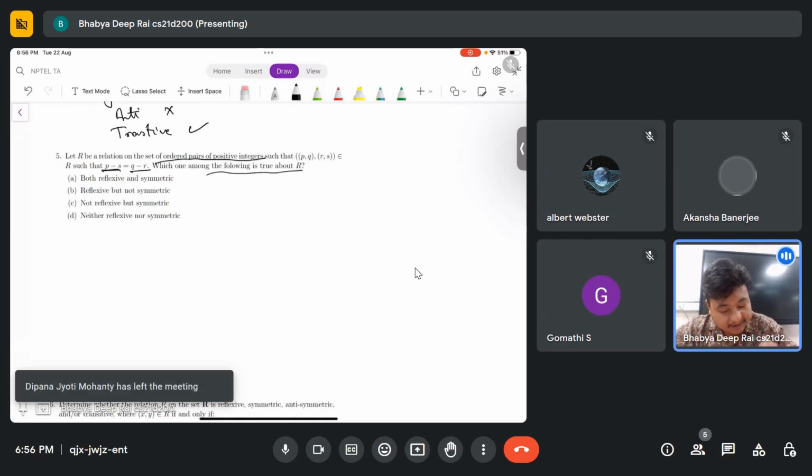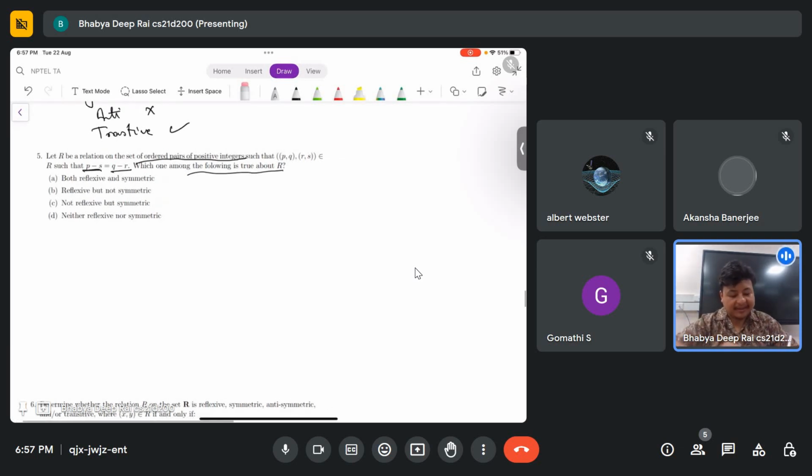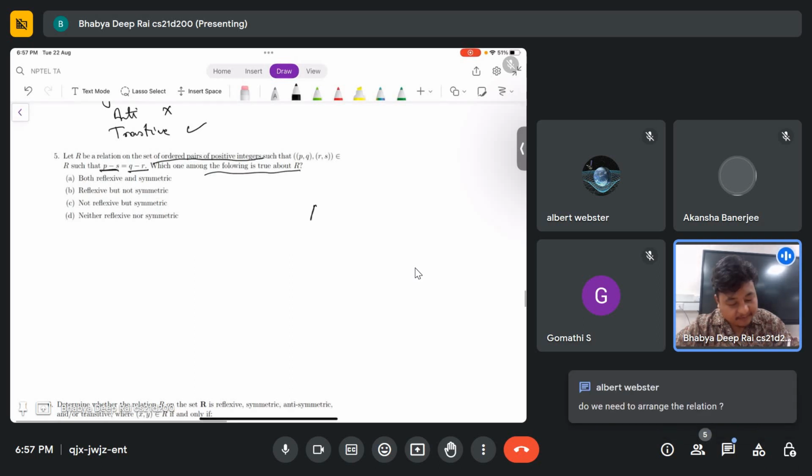Which of the following is true about R? R is reflexive, symmetric, reflexive but not symmetric, not reflexive but symmetric, neither reflexive nor symmetric. Think about this one. The key thing here is that the set is a set of ordered pairs. So the set looks something like ordered pairs of positive integers.